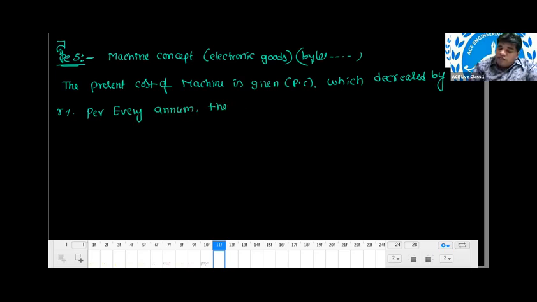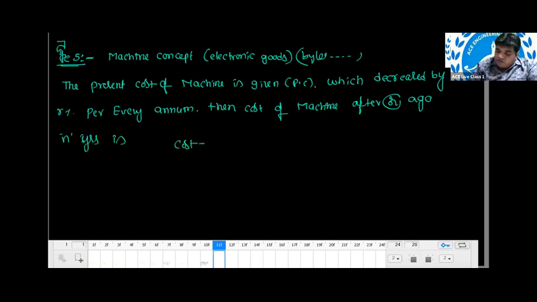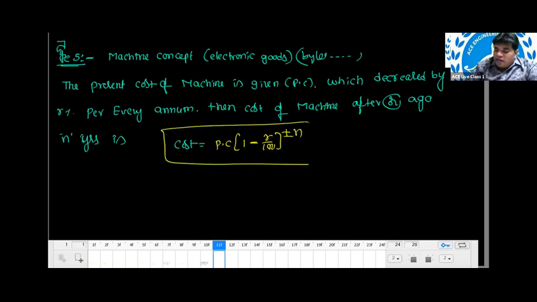Okay, then the cost of the machine after n years is: cost is equal to present cost into (1 minus R by 100) whole power n. Here I am using minus because it is a decrease. Previously in the population model it was a plus, this model is the same. Population increased, machine is a decrease. Is it okay now? Okay.